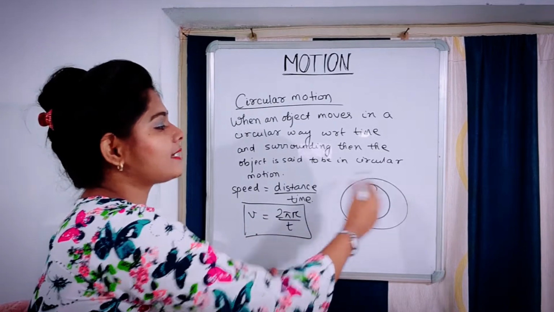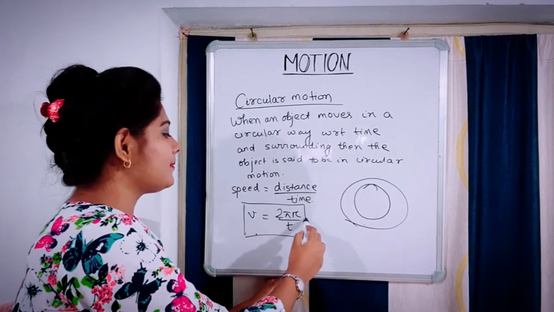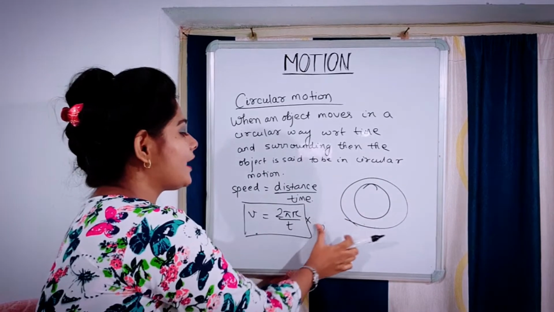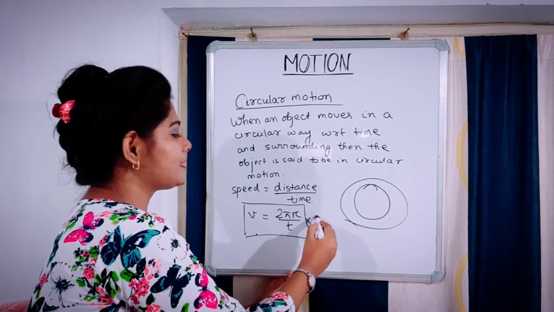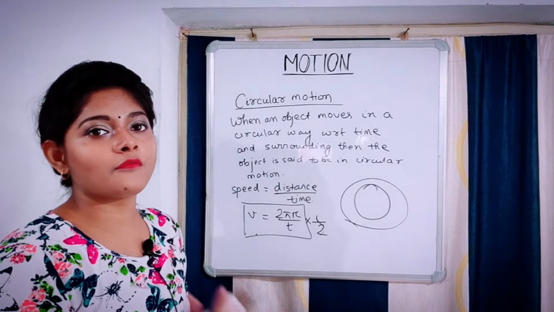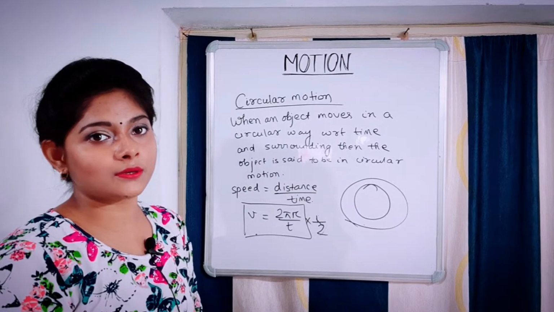If the car has completed 2 rotations, it will be multiplied by 2. If 3 rotations, it will be multiplied by 3. And if half a rotation, then it will be multiplied by 1 by 2. In this way, we can find the speed of any object moving in a circular manner.